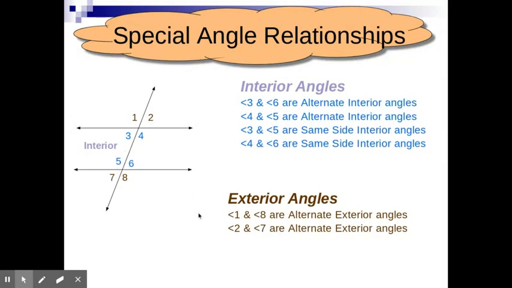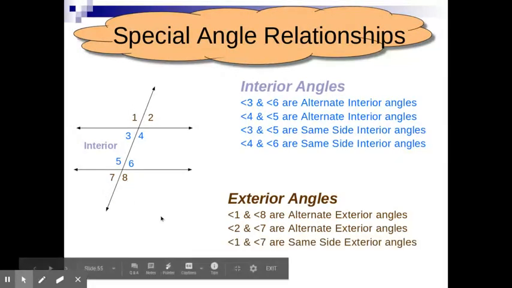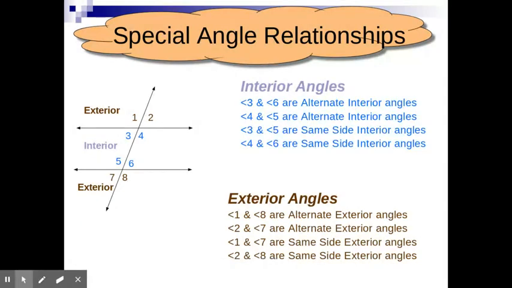Now on the next slide, we're going to figure out what that means and how we use that. Right now, this is just how we're going to be able to label them. And then that also leaves us with 1 and 7, same side exterior, and 2 and 8, same side exterior. All right, so you can draw that diagram and write those down, or if you just want to take a picture of that so you can look back on it when you're doing your problems, you can do that.